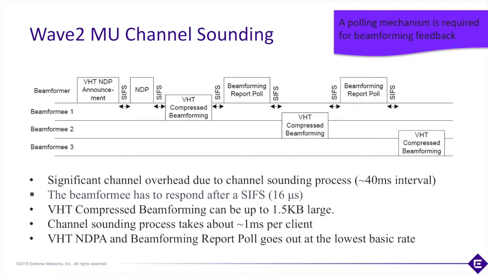A couple other things: the beamformee has to respond after a short interframe space, which is 16 microseconds. If you think of what these things have to do, the first beamformee has to get the null data packet and respond back within 16 microseconds, which is incredibly fast. And the compressed beamforming report can be up to 1.5 kilobits large. So you're talking about a lot of crunching that has to be done very fast in order for this to work. And a lot of times it doesn't work perfectly. They're responding back with an imperfect picture, and a lot of times that can cause the process not to work.